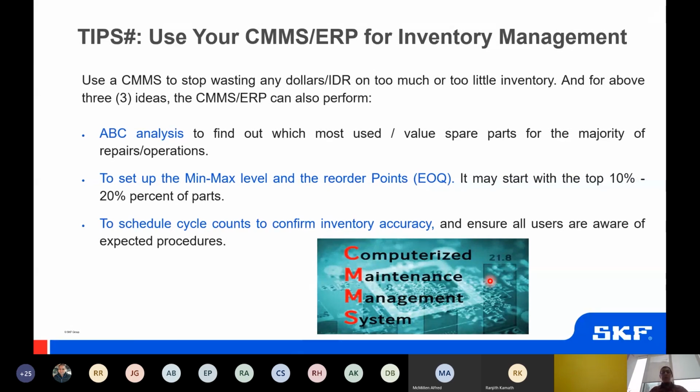So what the organization needs to do is just fill in the data, and then the system will automatically provide the considerable stocking profile. And then in your system you can also schedule the cycle count to confirm inventory accuracy, especially for the A category parts. Okay, so this is something that is very frequently set up in the system. So at least try to consider utilizing more of your CMMS.